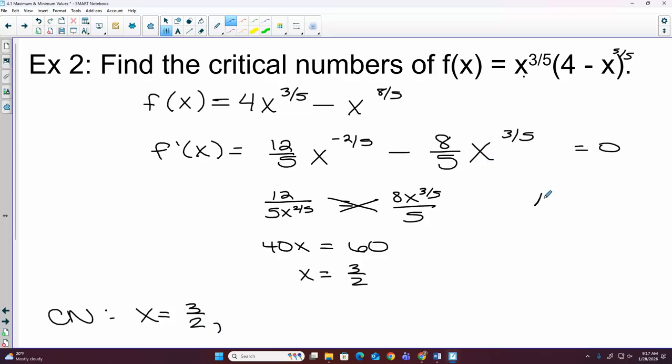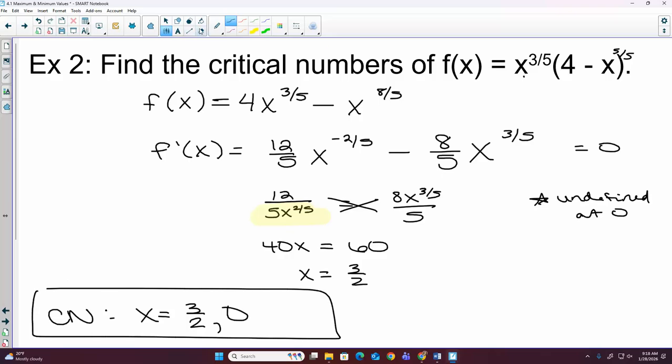Is there anywhere this is undefined? Think about that negative and put it on the bottom. What can never happen on the bottom of a fraction? 0. What would make this equal 0? 0. So it's undefined at x equals 0, so that's actually a critical number as well.